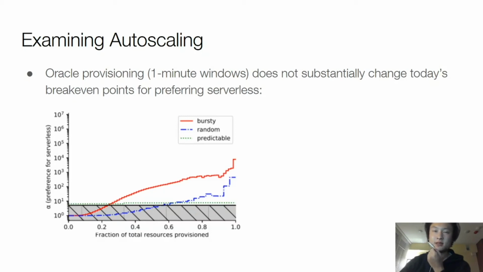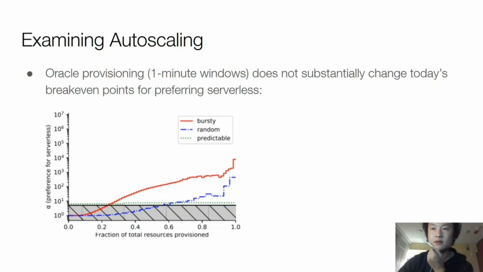As you can expect, the customer's resource efficiency improves in this scheme, but surprisingly, it does not substantially change the break-even points at which the customer begins preferring serverless, which is around 1/2 of total resources provisioned for the Poisson random workload, and 1/4 still for the bursty exponential workload.